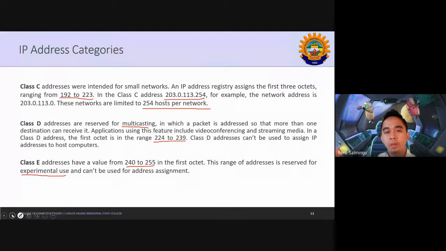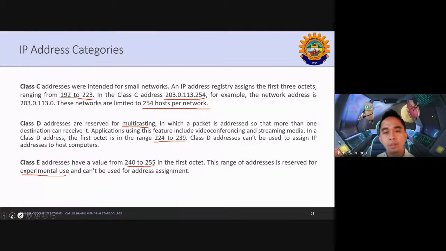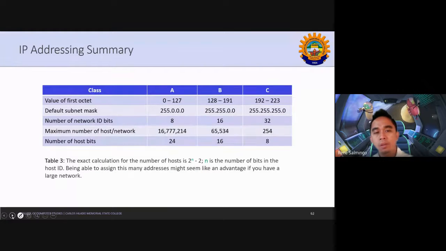So these are the categories of your IP address. So we have class A, values from 1 to 127. Class B, values from 128 to 191. And we have class C from 192 to 223, class D 224 to 239, and class E that is 240 to 255. So as a summary, this would be your IP address summary.